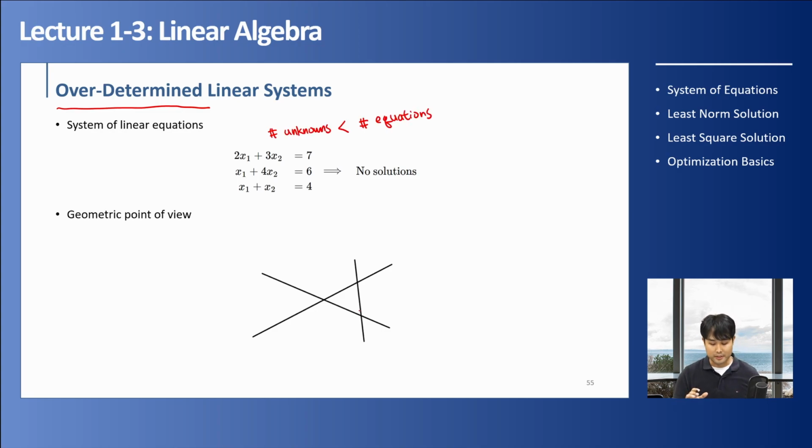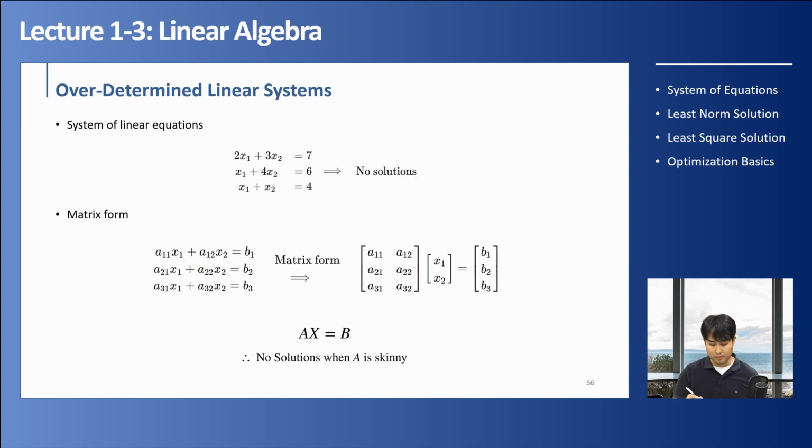So if we try visualizing this, we can see that there is no single point that intersects all three lines at the same time, which in other words implies that no solutions exist that satisfy all three of these equations. Unless we're very lucky and assume that the third line passes through this exact point, in a typical case, we don't have any solutions. So if we represent this in a matrix form, this time you can see that the form of the matrix is taller than it is wide, implying that whenever a matrix is tall or skinny, we do not have any plausible solutions.